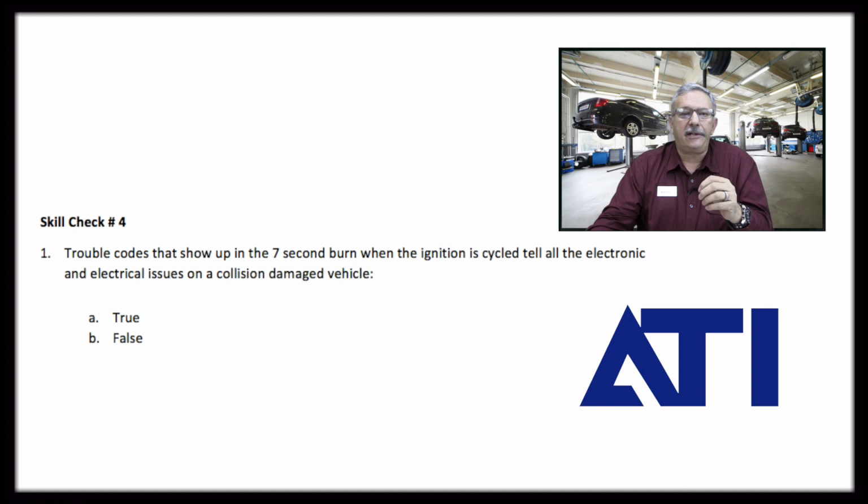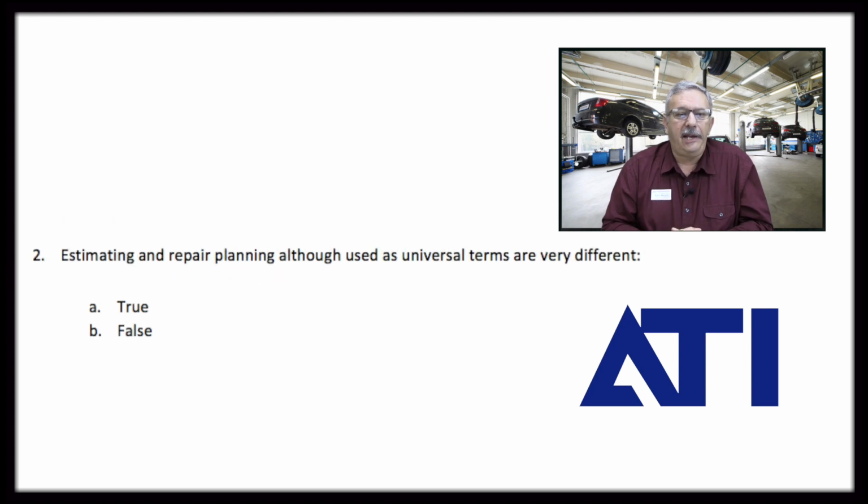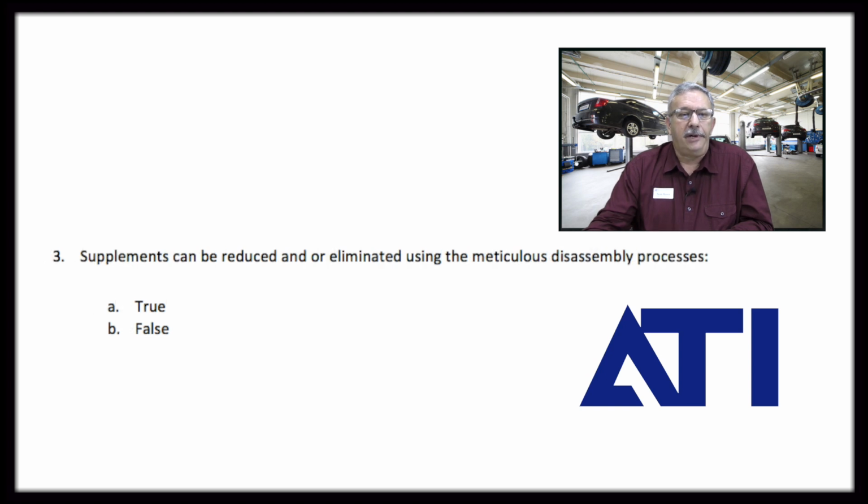Okay, let's go into skill check number 4. Question 1. Trouble codes that show up in the 7-second burn when the ignition is cycled tell all the electronic and electrical issues on the collision damaged vehicle. True or false? Question 2. Estimating and repair planning, although used as universal terms, are different. True or false? Question 3. Supplements can be reduced or eliminated using the meticulous disassembly processes. True or false?